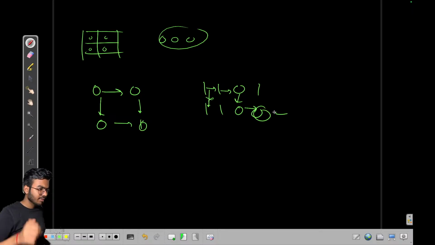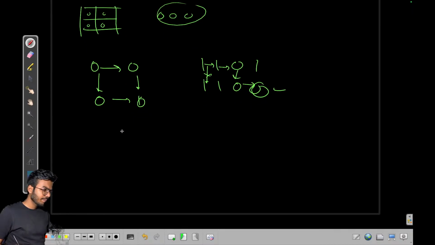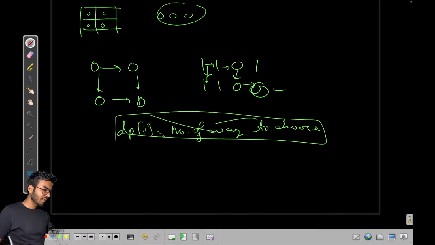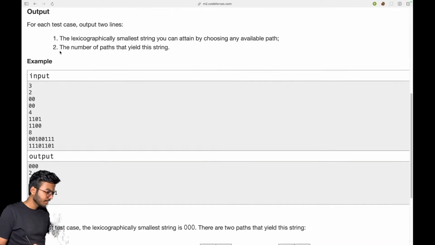I think this is some sort of dynamic programming. Let's say dp of i is equal to the minimum number of ways to choose, or should I do this using 2D dp? I'm a bit confused now. Okay, let's try this one just to be sure.